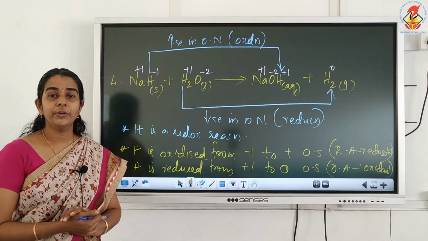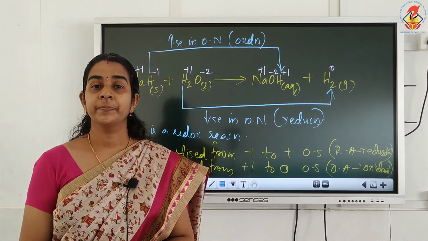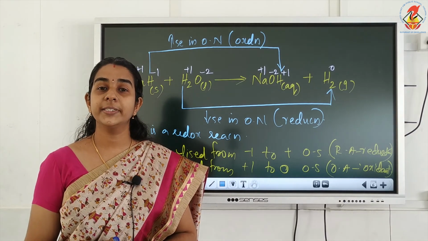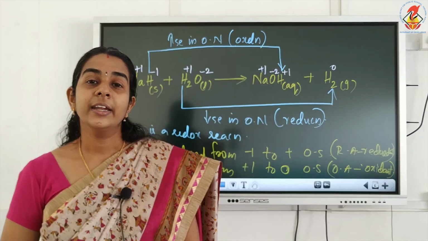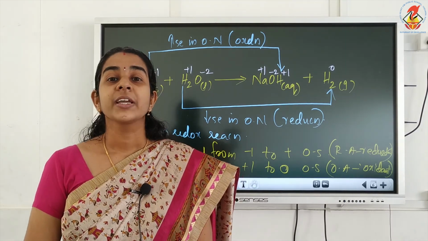So this is about the oxidation and reduction in terms of oxidation number. Remember, if there is an increase in oxidation number, it is representing oxidation, and if there is a decrease in oxidation number, that will be representing reduction.